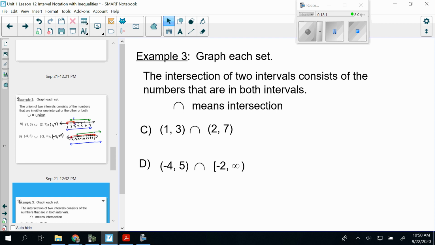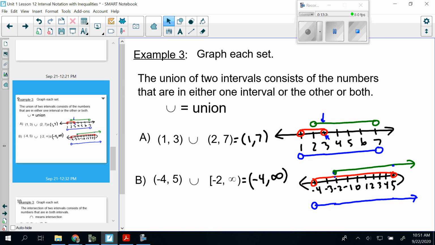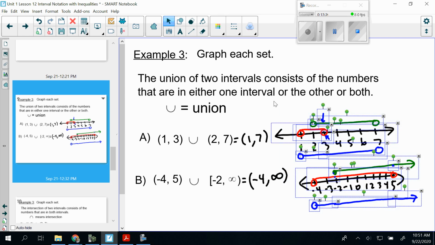Intersection, if you have intersection, that consists of the numbers that have to be in both intervals. So if you have an intersection, it has to include both. Our graphs of these we had from before. So I'm just going to copy these.